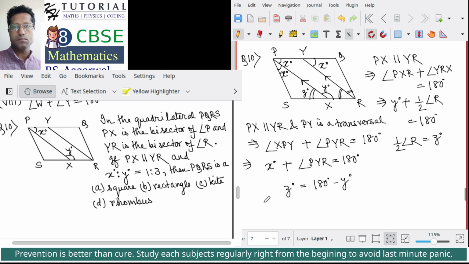Somehow we must have an equation with x and y. That is some kind of x degree plus y degree. We must find the value of x degree plus y degree, and we have the ratio of x to y. So we can then find the individual values of x degree and y degree.